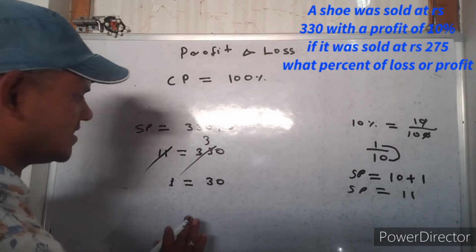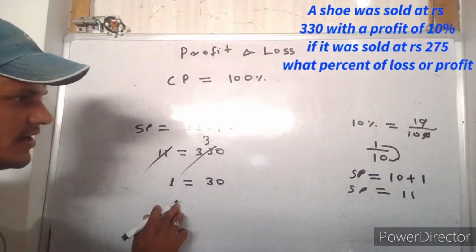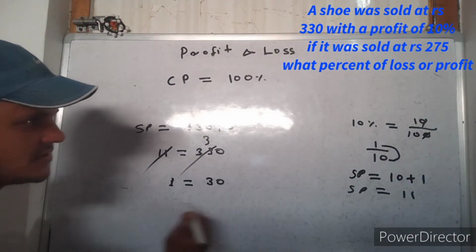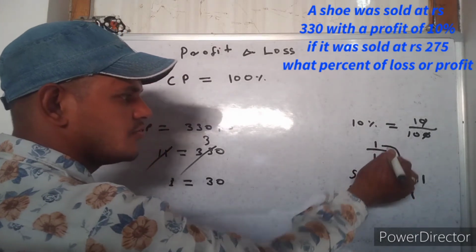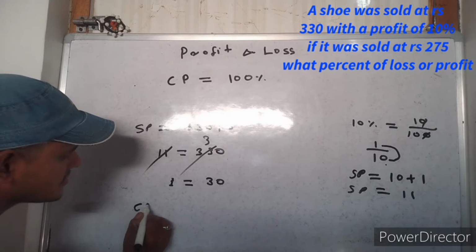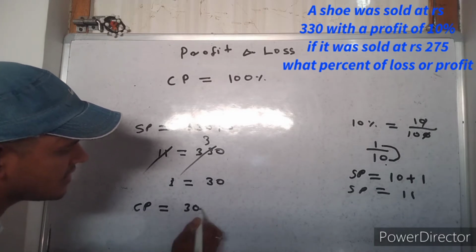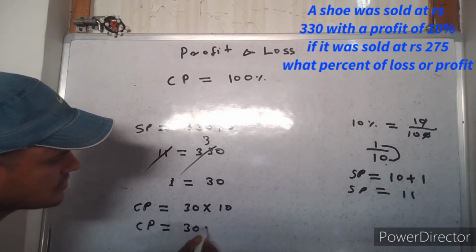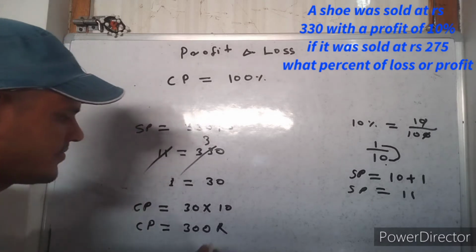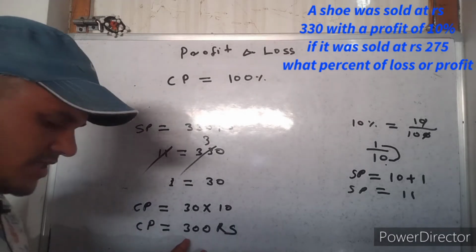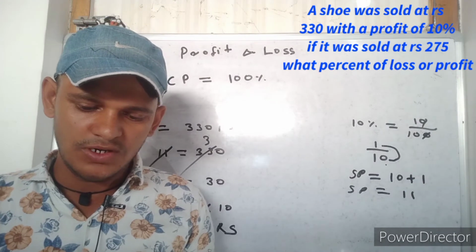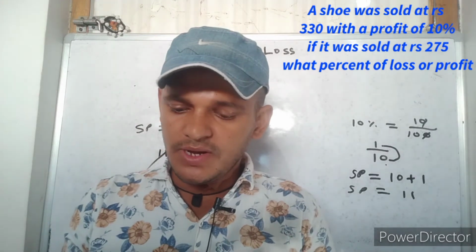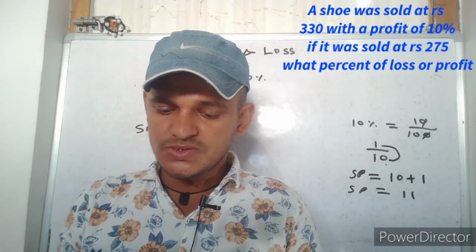So see here, once again 30, and CP is given as 10. This is your CP and this is your profit. So CP equal to 30 into 100. So our CP is 300 rupees. Okay, and at this amount, it was sold at Rs 275.